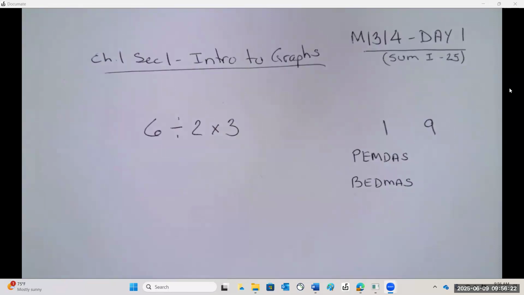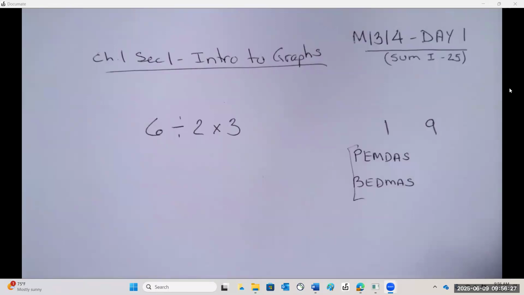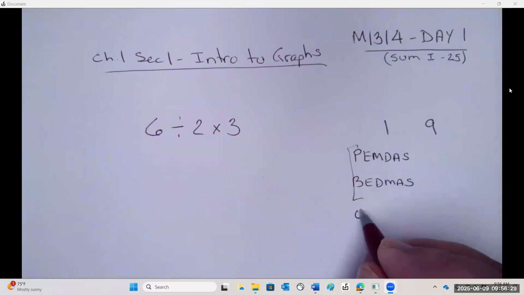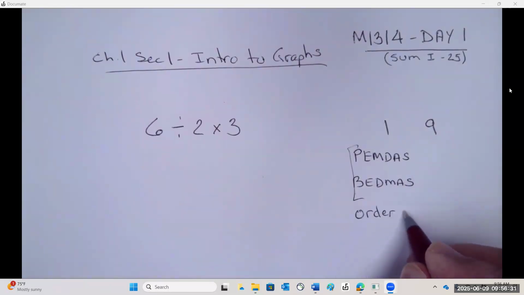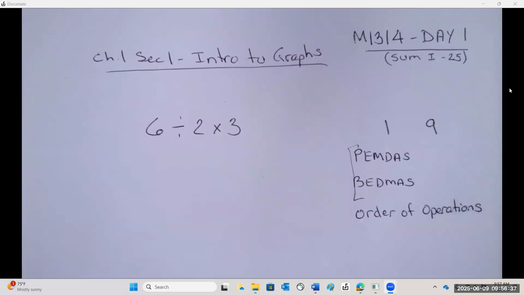But memorizing something like this, each has its limitations. The only thing you should memorize is the order of operations, not this funny stuff. There are no tricks in mathematics.